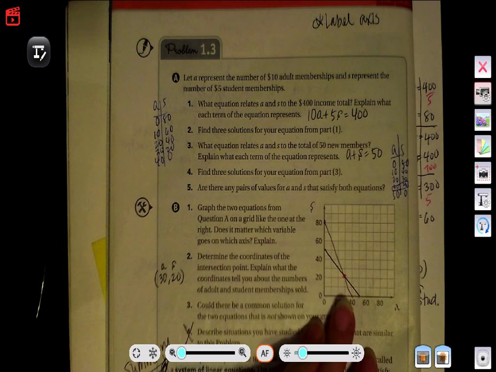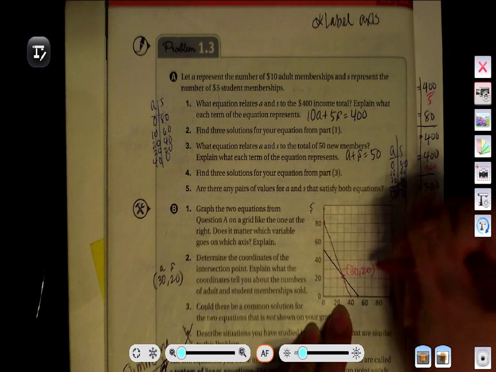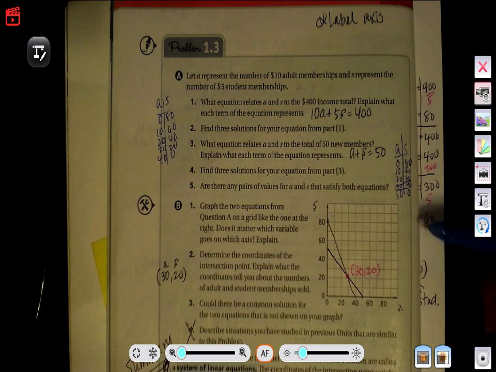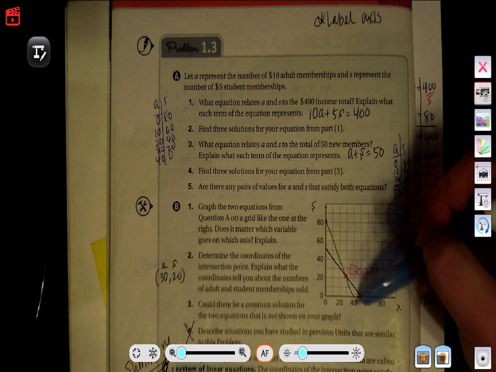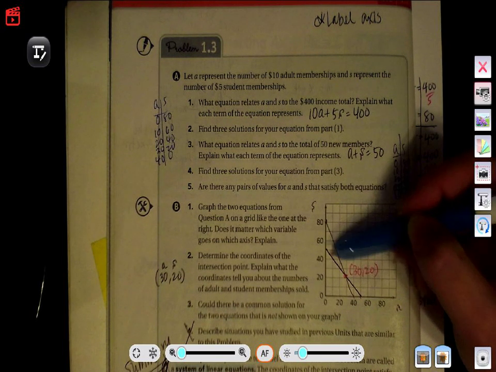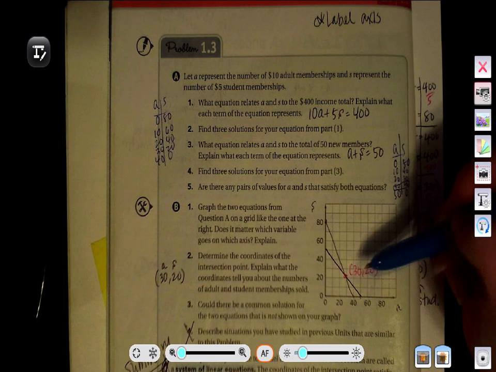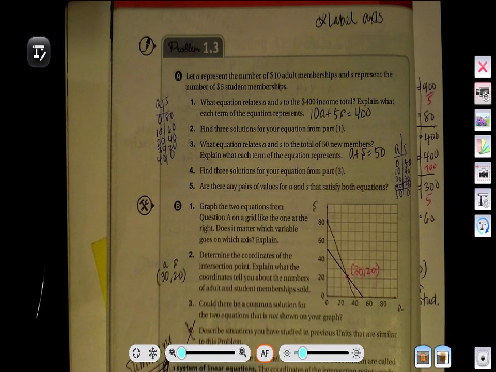And if you look at the coordinate where this overlaps, this is actually the point 30, 20, the same exact answer as what we just talked about. In other words, this equation is going to tell me how much the $400 income is. This equation is going to tell me if it's 50 people total. So for both of those situations to work, it has to be that point that's intersecting. So your answer is going to be 30, 20.